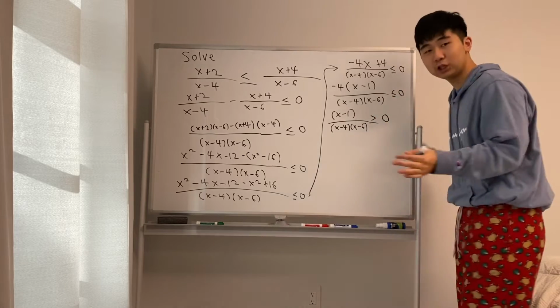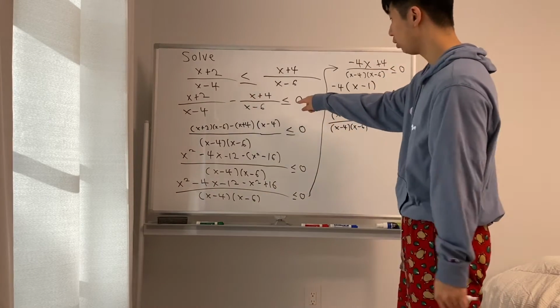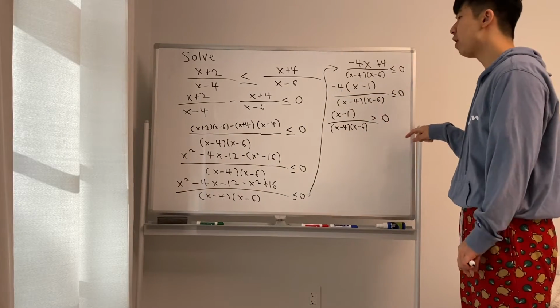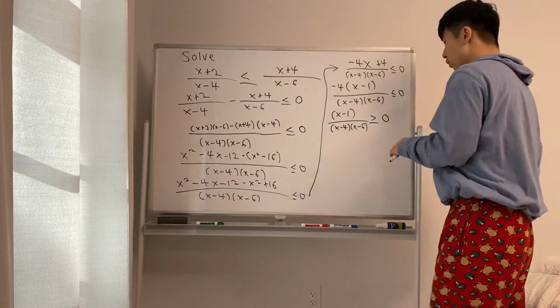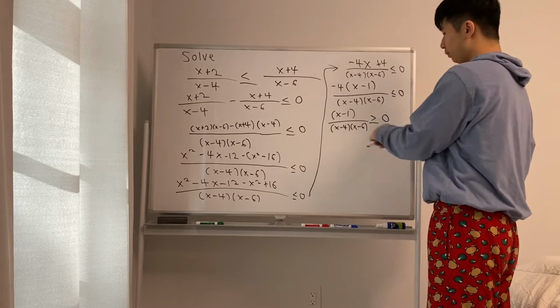So initially, when I said earlier, we have to figure out when is the expression less than or equal to 0. Now we have to figure out when is it greater than or equal to 0. That's why I said for the time being back here. So now we have to find something else: when is it greater than or equal to 0?